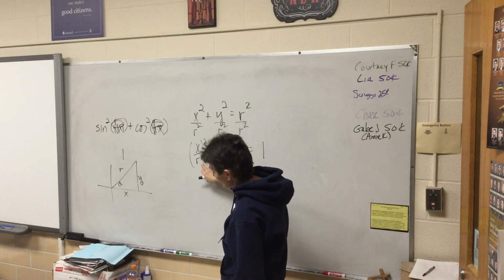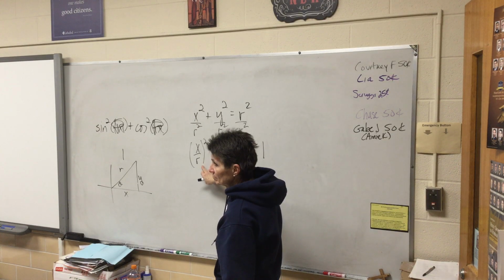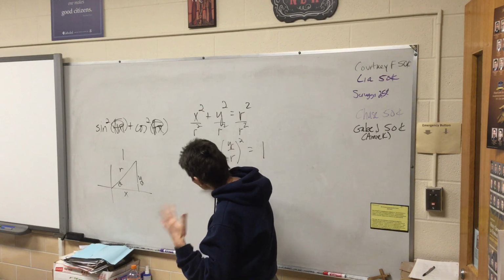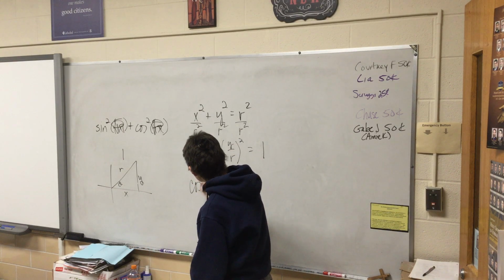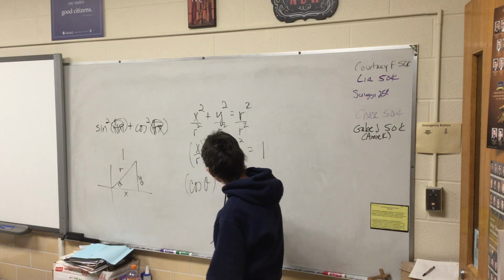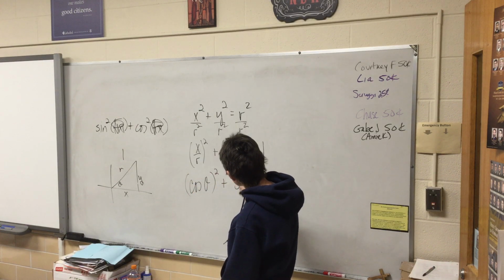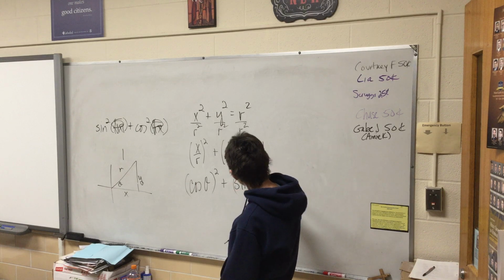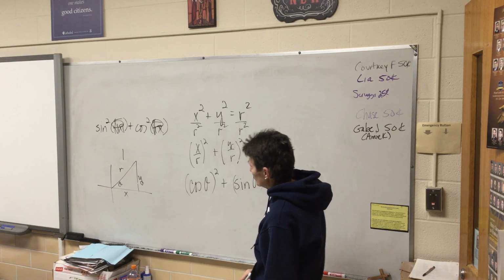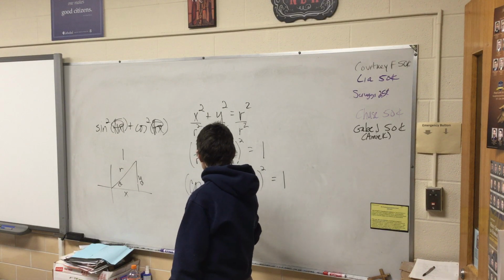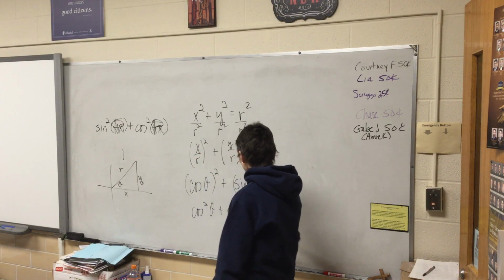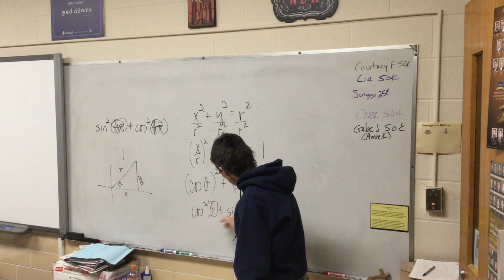Okay, what's x over r? Cosine. Yep, that's cosine. So I have cosine squared. Y over r is sine squared. And there we go. So there's your identity. Cosine squared plus sine squared is 1. And it doesn't make any difference what's in there.